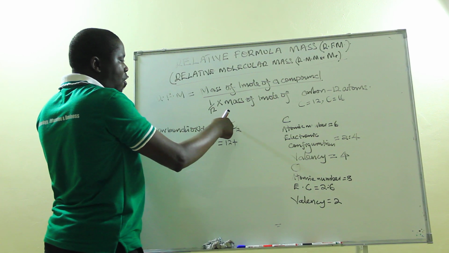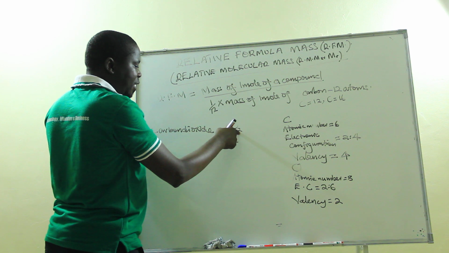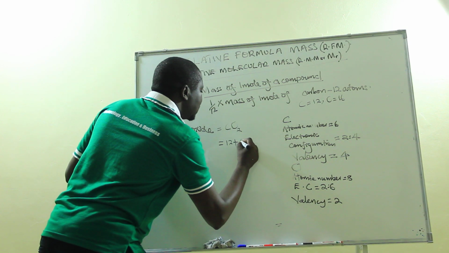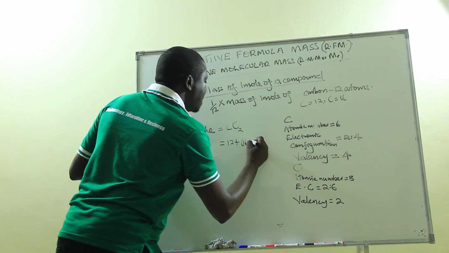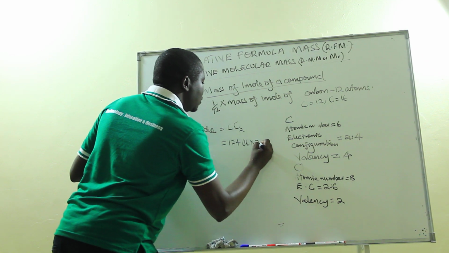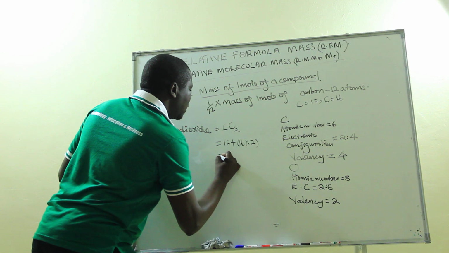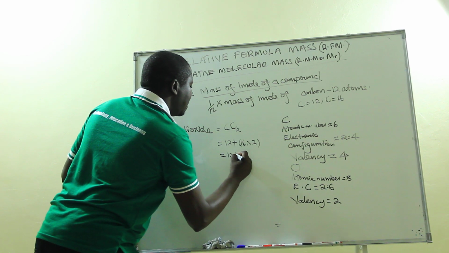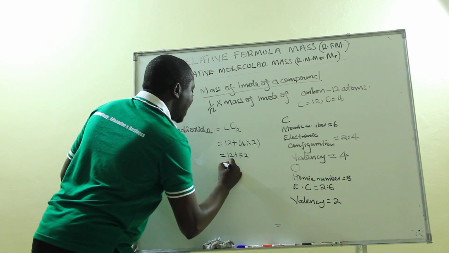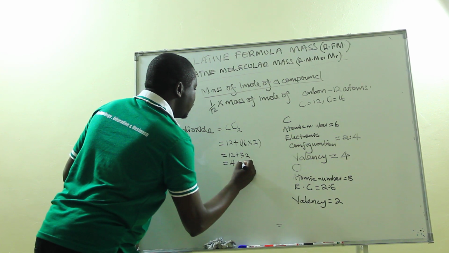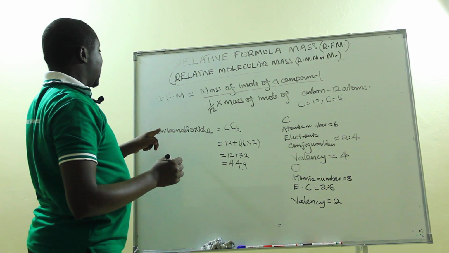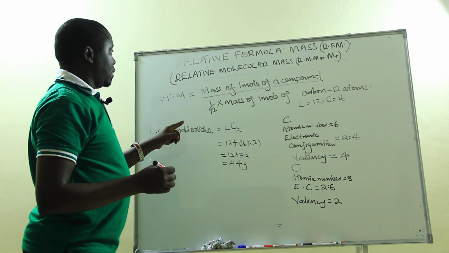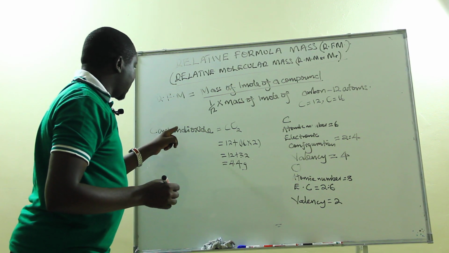Then we shall have oxygen atoms, which are 2 here in carbon dioxide. So we shall have 16, which is the relative atomic mass of oxygen. We multiply it by 2. And this one gives us a total of 12 plus 32, which gives us 44. So this is the mass of 1 mole of carbon dioxide.